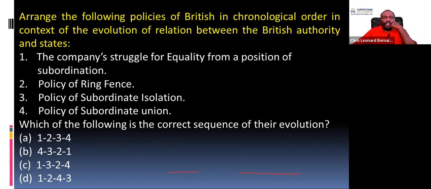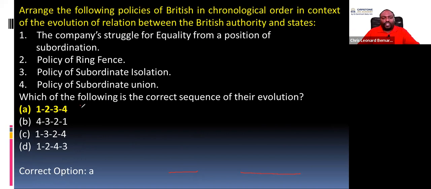Okay. Yes, the answer is right, because the company's struggle from a position of subordination to equality was from 1600 to 1757. And after 1757, the policy of ring fence comes in, where buffer states were created till 1813. From 1813 onwards till 1857, you had the policy of subordinate isolation. From 1858 till 1935, you have this policy of subordinate union.